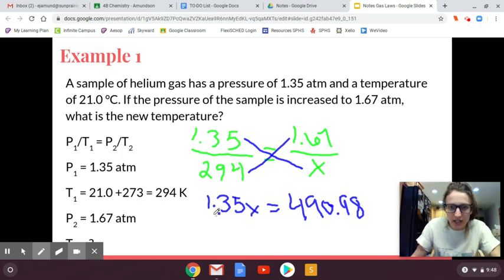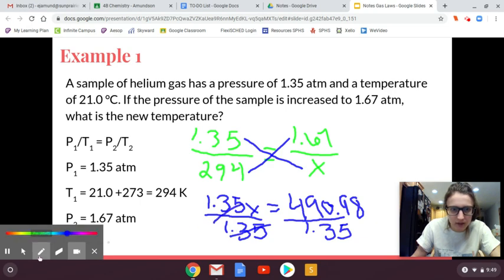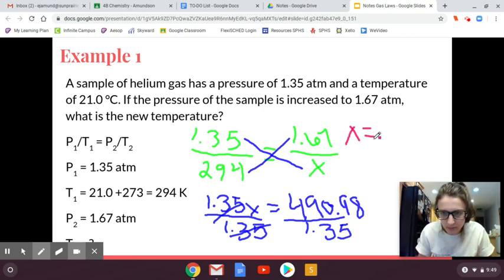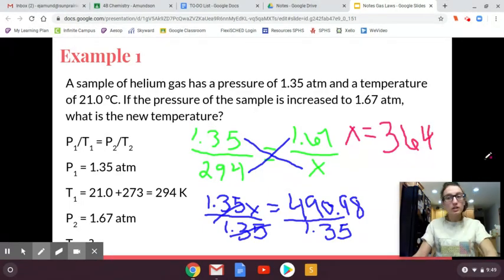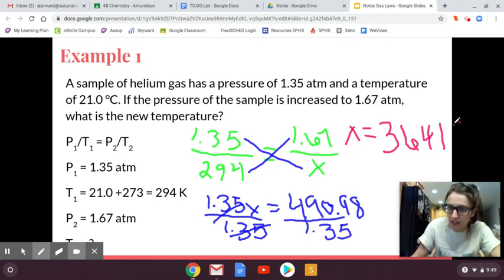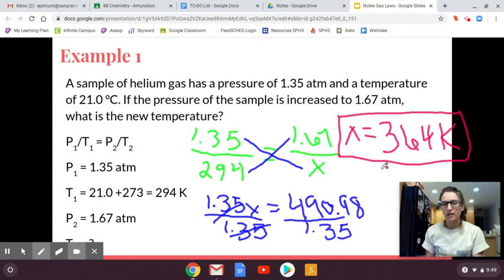Okay, and now to get X by itself, I divide both sides by 1.35. Those cancel out. So we get X is equal to then 490.98 divided by 1.35. Now we can round to our final 3 sig figs. We should get 364, and the unit is Kelvin, because T1 went in Kelvin, T2 comes out in Kelvin. You have to be in Kelvin when you're doing temperatures here, okay? So you will get your answers in Kelvin.